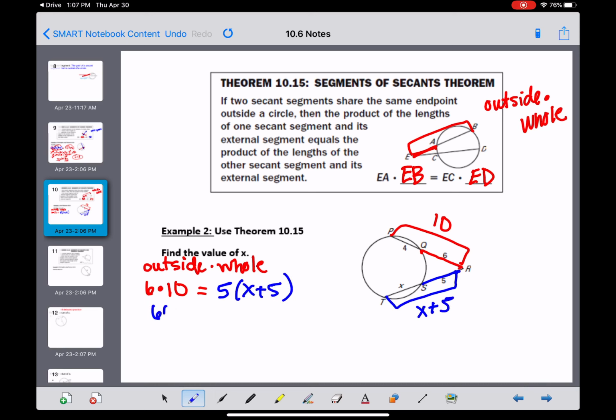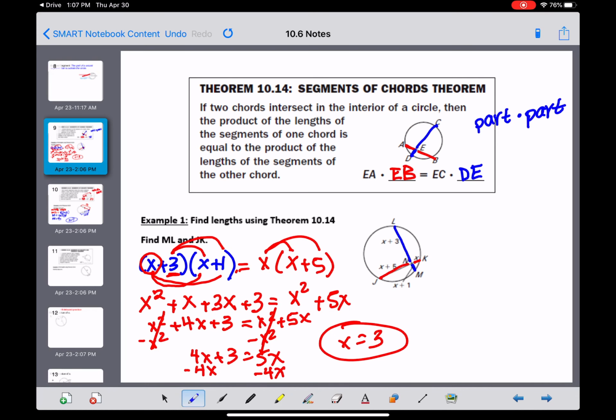So this gives me 60, and then we're going to distribute. So 5x plus 25. And subtract the 25, so you get 35 equals 5x. So x is 7. Oh, and I forgot to go back and find ML and JK on those ones.